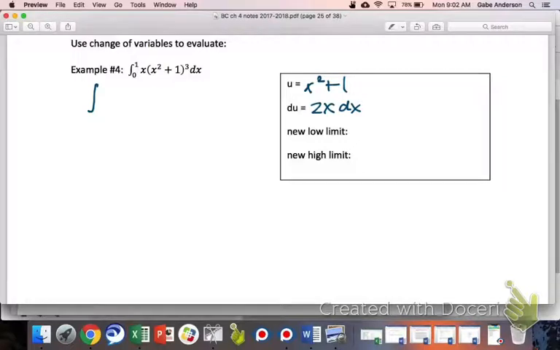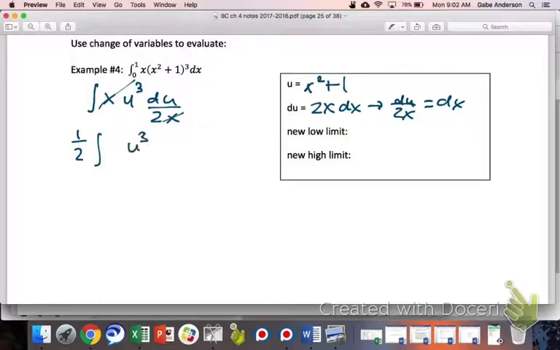I'm just going to write integral of, I would have u cubed based on the substitution we set up. I would still have an x right there. The dx, let's see here, would be du over 2x is equal to dx. So I'd replace the dx with du over 2x. The x's would then cancel, which is what we were hoping for. And I end up with 1/2 times the integral of u cubed du. Now, let's deal with the limits.